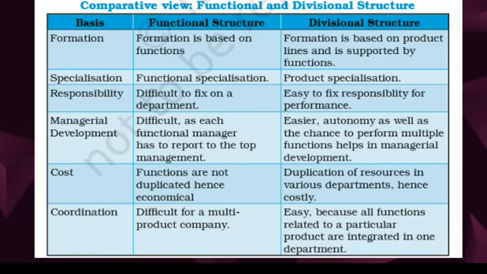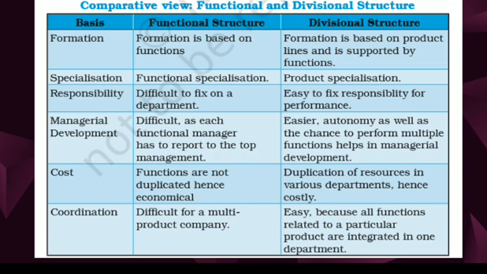Now we'll compare divisional organization with the functional organization structure, wherein we'll also get to know the difference between the two. We have three columns here: basis, functional structure, and divisional structure. First is formation. Formation is based on functions under functional structure. Formation is based on product lines, supported by functions, in divisional structure.